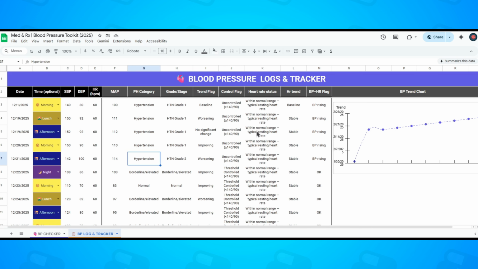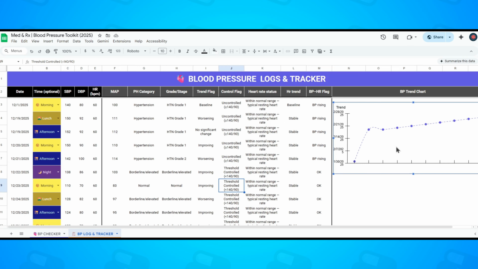This tool assigns the hypertension stage as well, and it flags whether the reading is controlled or uncontrolled based on the clinical threshold. On the right side, the trend chart gives a visual snapshot, but the focus stays on interpretations.